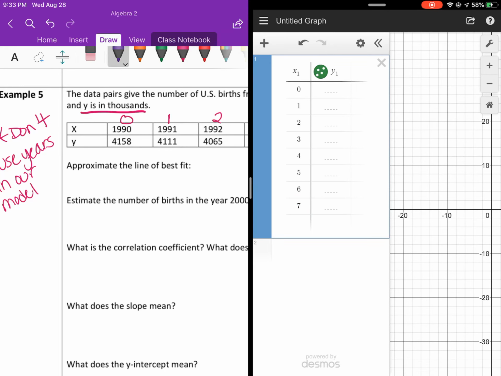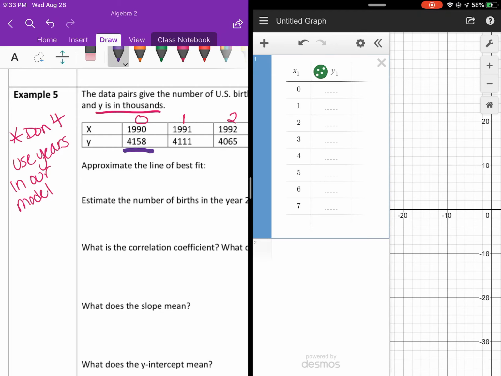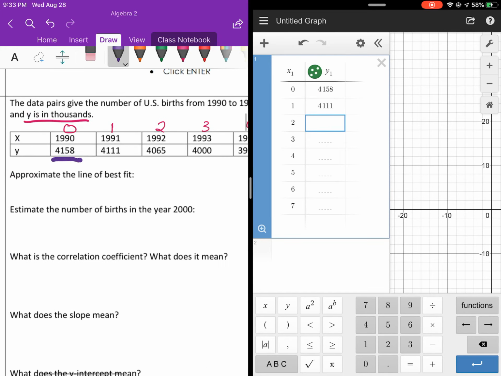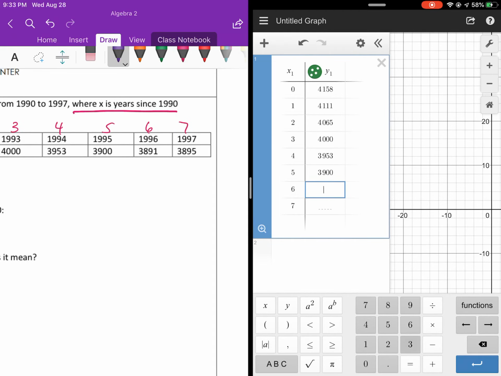And then in the Y column, I'm going to put my number of U.S. births. So my first Y is 4,158. It'll let me click in there. And then 4,111, 4,065, 4,000, 3,953, whoops, 3,900, 3,891, and 3,895. So I have my data in there.